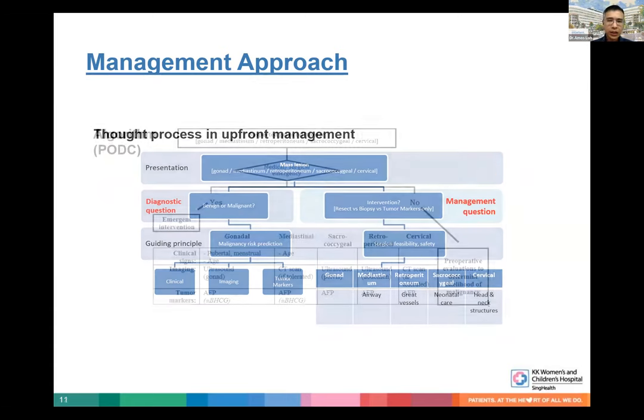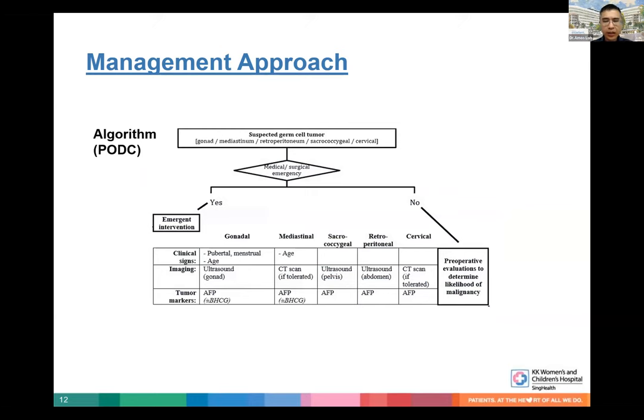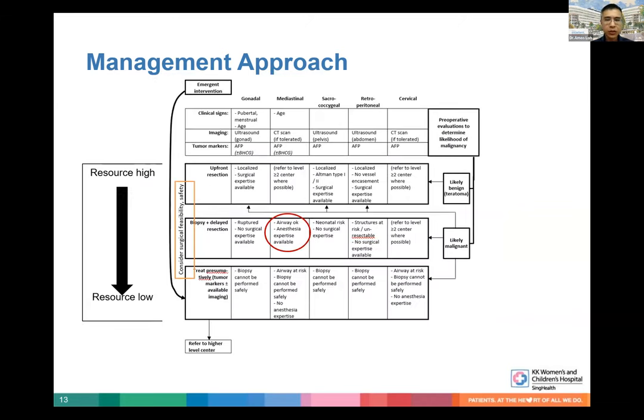When we share this in some other settings, this comes from the PODC algorithm, we have to think about emergent settings where the patient is in an emergency, as well as the availability of resources. I put a little red circle around a sweet spot here, which I think is perhaps the only place that we would advocate for use of minimally invasive surgery in a mediastinal mass. Just look at that column. That's in the setting where we're really looking at just a biopsy or a resection upfront.